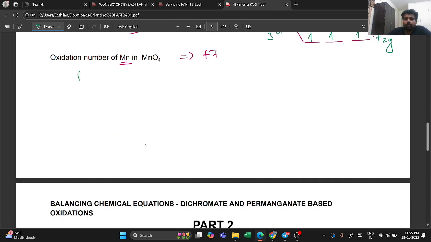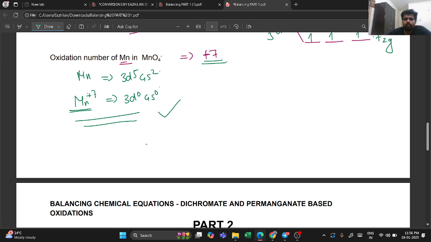Okay, right. Then we'll go to manganese. We know that manganese in its elemental state has a configuration of 3d5 4s2. In +7 oxidation state, manganese has lost all 7 electrons, so it will be 3d0 4s0. Since there are no electrons, manganese and chromium have a very good tendency to gain electrons. That is why they act as strong oxidizing agents. I hope you are able to understand all these explanations.